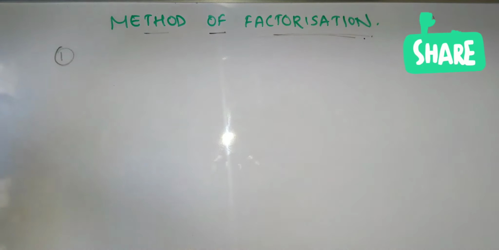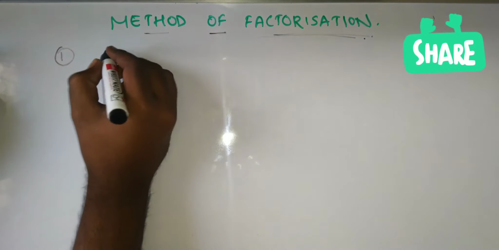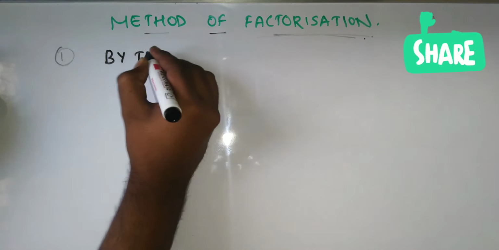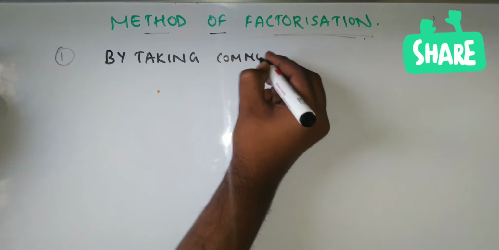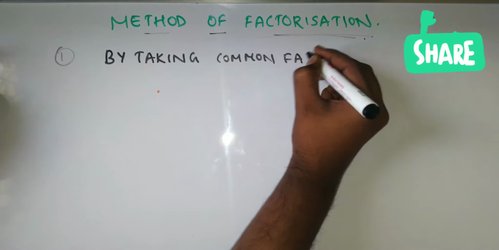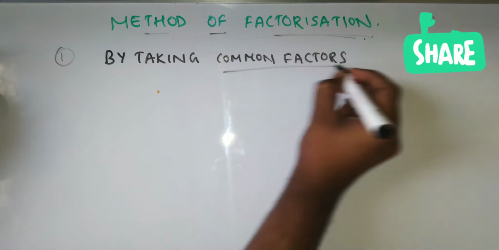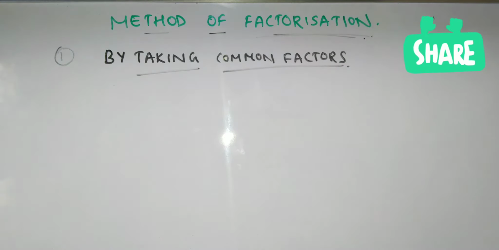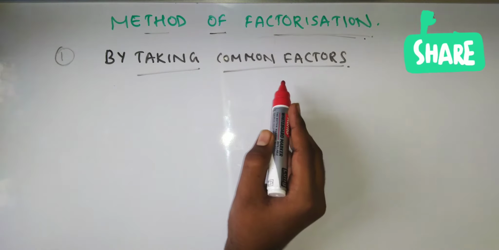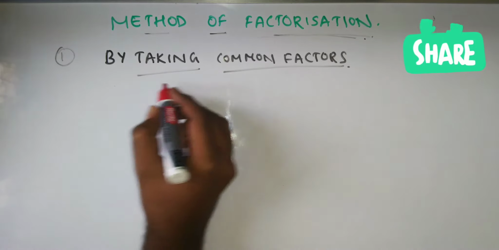First method is basically by taking common factors. So we can do factorization by various methods, and we'll be discussing them one by one. These are all important methods you need to remember, because in higher classes you will be using all these methods. So by taking common factors, first we'll discuss a small example.